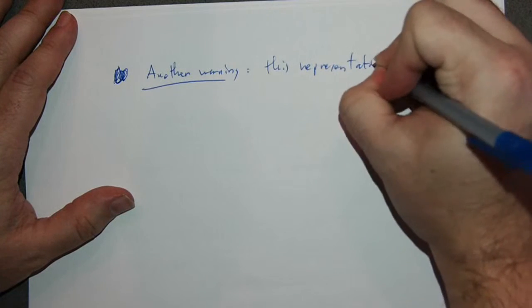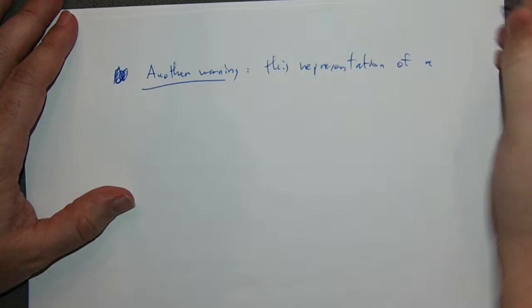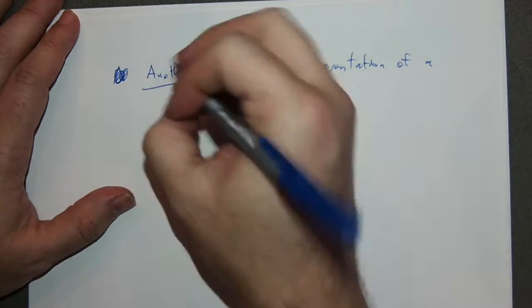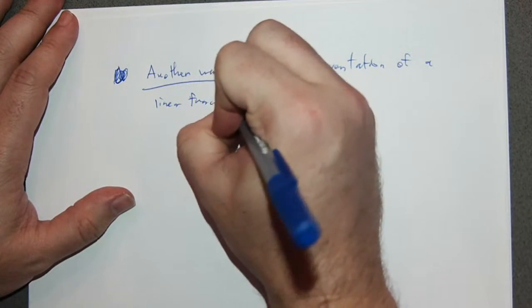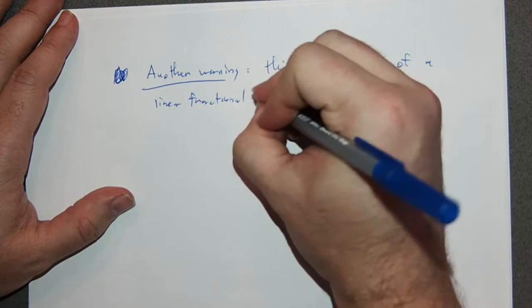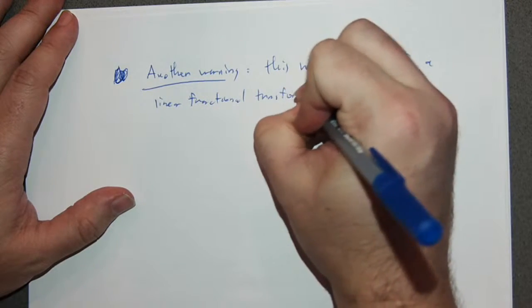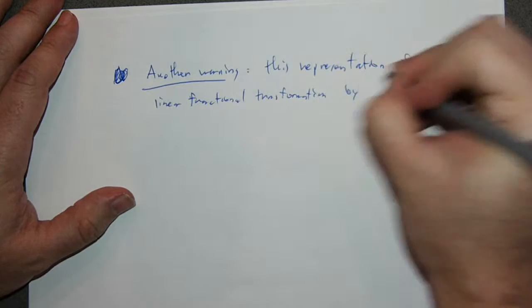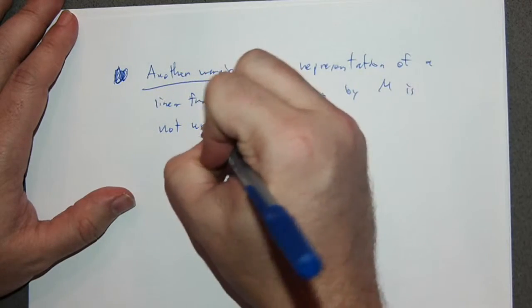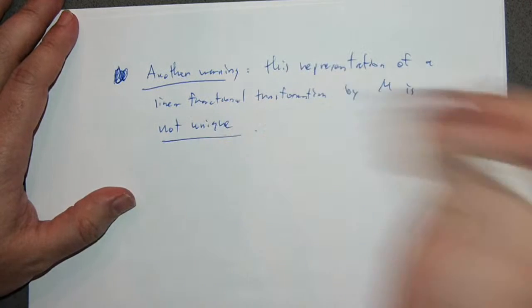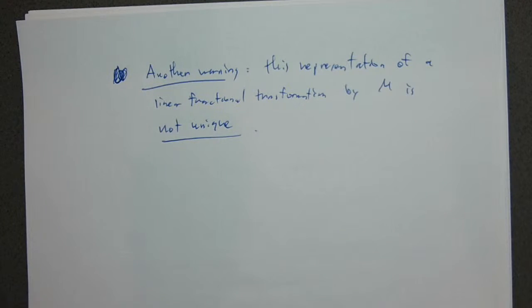This representation of a linear fractional transformation by M is not unique. There's more than one way to do this. Why?